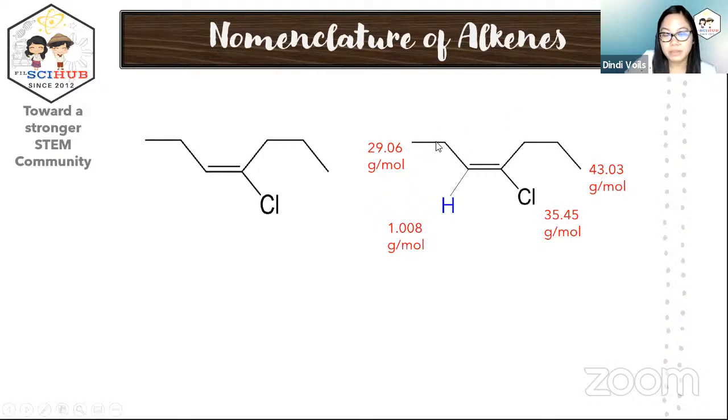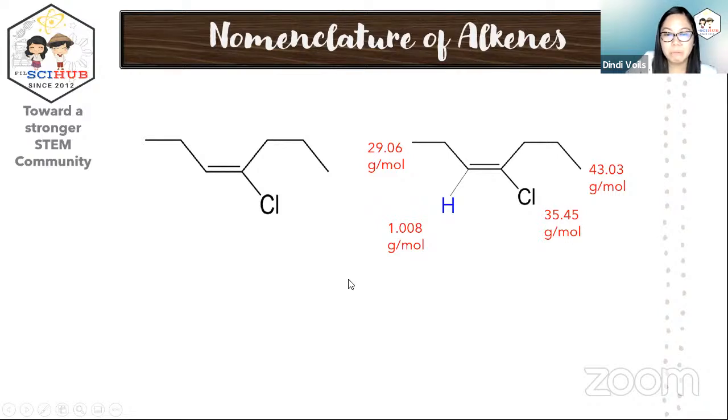So the ethyl group here is 29 grams per mole, hydrogen is 1.08, chlorine is 35.45, and the propyl group is 43 grams per mole. So whenever we assign the E or Z, we basically look at the order of prioritization, which is just based on the molecular weight. The higher the molecular weight, the higher is the prioritization. So as you can see here on opposite sides, the propyl group, which is 43 grams per mole, and the second priority group, which is chlorine, are on opposite sides. So therefore, the correct designation for this particular compound is E for opposite, right?